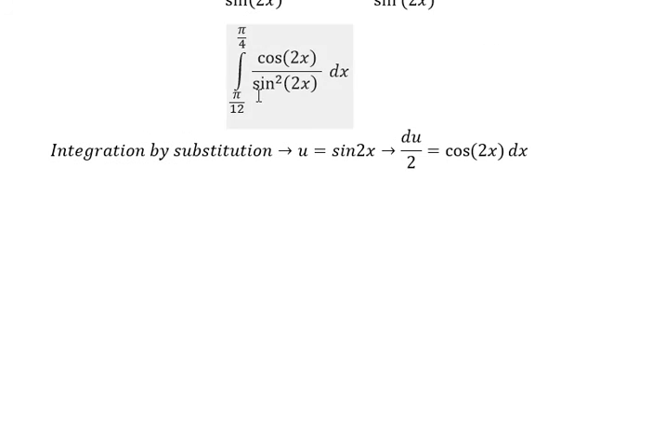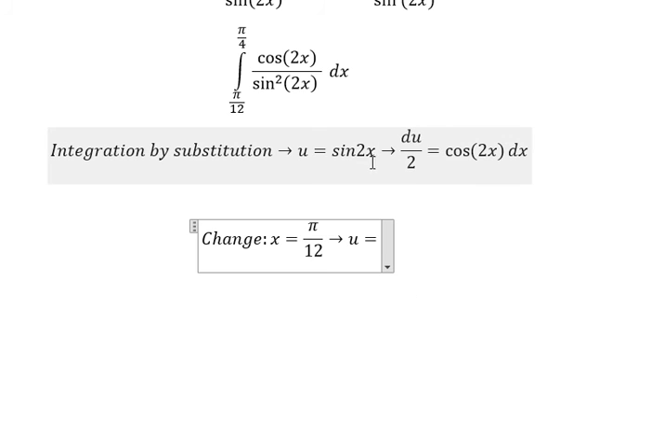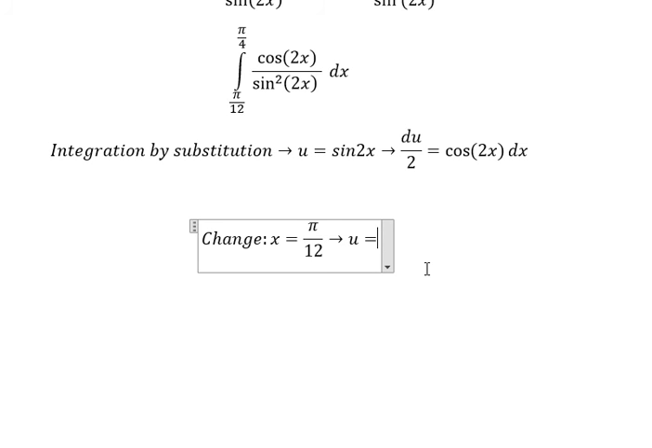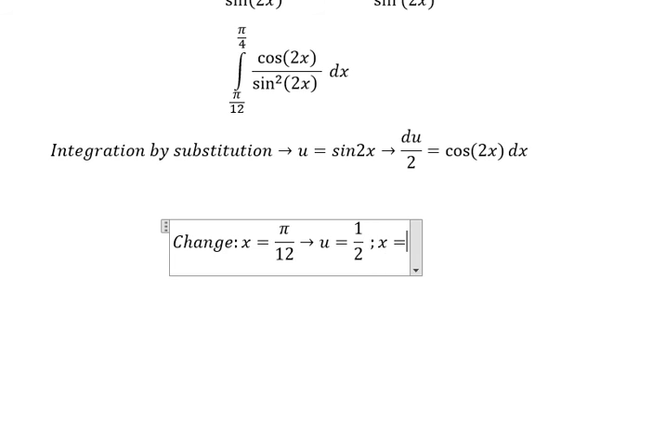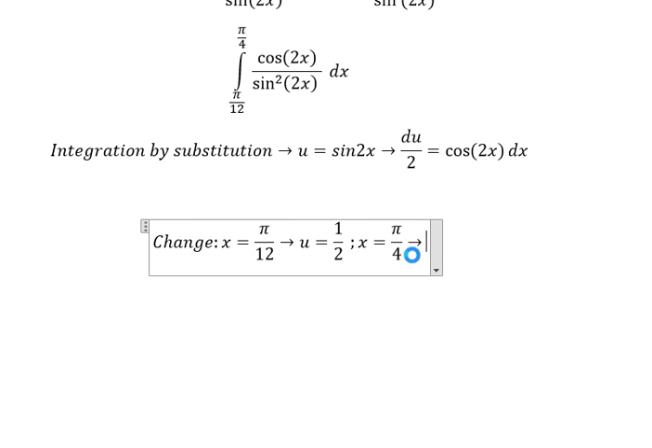Next, we need to change the values π over 12 and π over 4. If x equals π over 12, we can find the value of u by inputting π over 12 in this equation, so we find u. So we get 1 over 2. If x equals π over 4, we find the value of u.